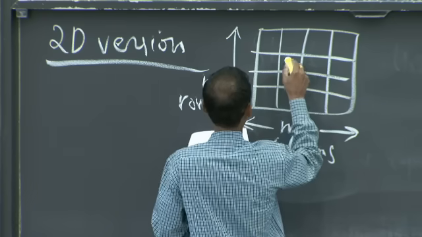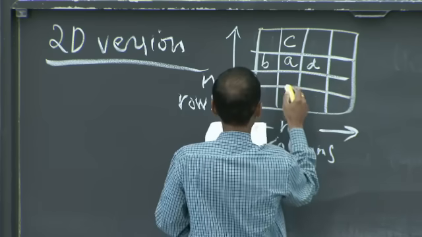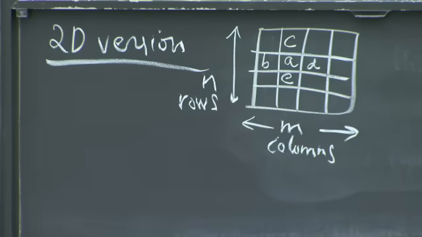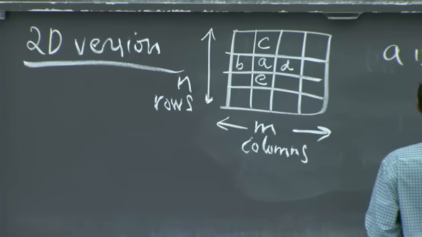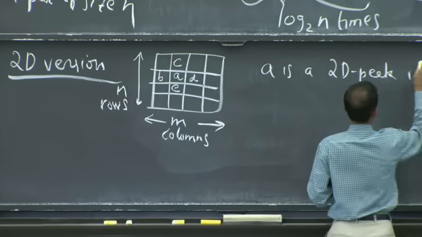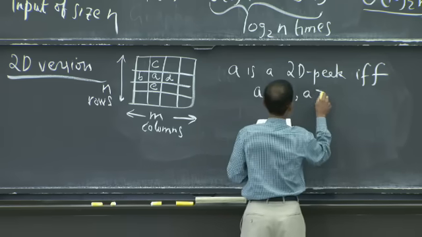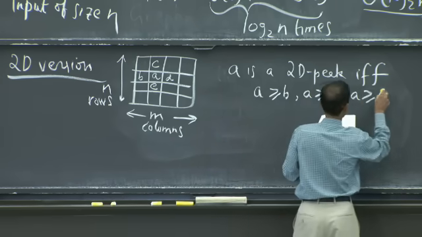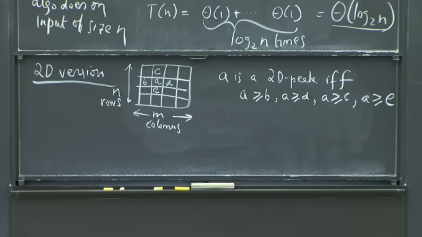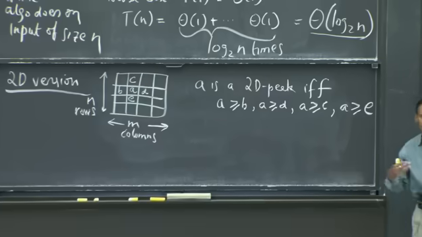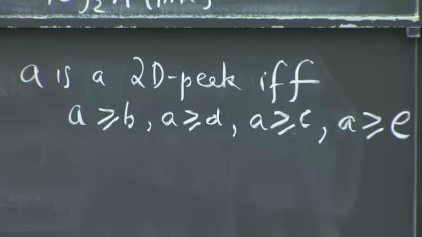So if you had A in here, with C, B, D, E around it, then as you can guess, A is a 2D peak if and only if A is greater than or equal to B, A is greater than or equal to D, C, and E. All right, so it's a little hill up there. And again, I've used the greater than or equal to here, so that's similar to the 1D case, in that you'll always find a peak in any 2D matrix.